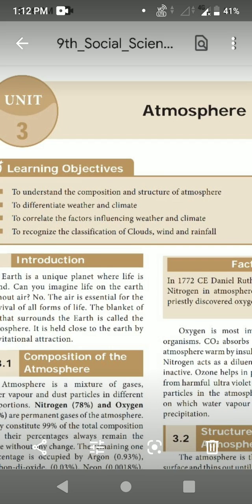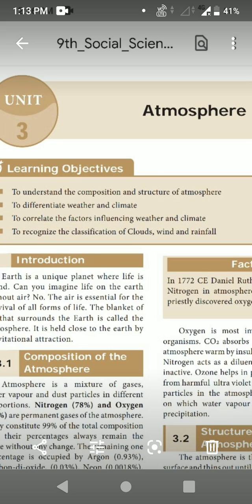Next, nitrogen acts as a diluent and is chemically inactive. Ozone, also in the atmosphere, we have the ozone layer also. What is the use of this ozone layer, do you know? Yes, it is used to protect the earth from harmful ultraviolet radiations. So, ozone is also very, very important for our earth. It protects the earth from harmful ultraviolet radiation.